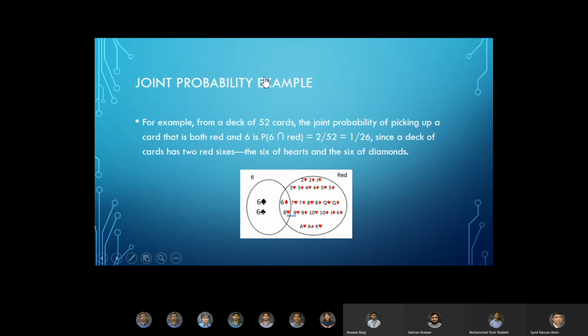So here is an example. We are looking at a deck of 52 cards, and we are interested in the joint probability of picking a card that is both red and 6. So 6 might occur in other colors as well. So 6 intersection red: there are 2 cards out of 52 that are 6 as well as red. So the probability is 1/26.